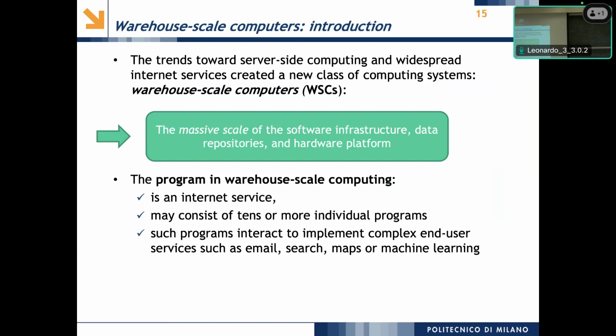Okay, you have a few services that were interacting with each other to build services like what? Search engine, email, maps, machine learning. Two examples of something that was developed for warehouse scale computing. Okay.